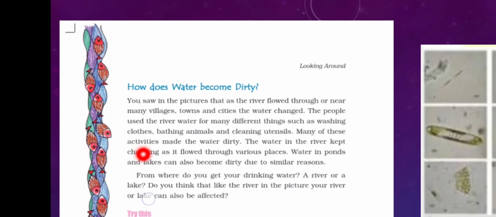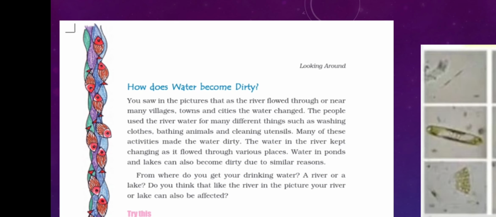Many of these activities made the water dirty. So for all those activities the water is becoming dirty. The water in the river kept changing as it flowed through various places. That's why the color of the water keeps changing as it flows to various places, because several types of elements or things are mixed up with the river water.